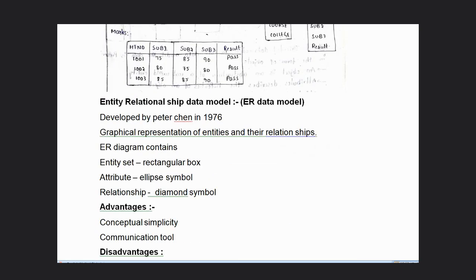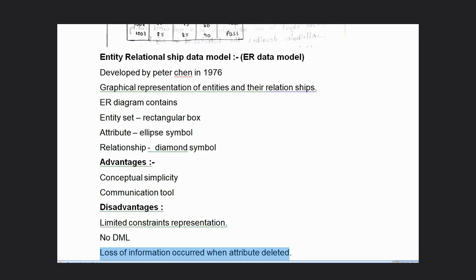Okay, this is an example of the entity relationship model. Once again I am repeating: the entity relationship model was developed by Peter Chen in the year 1976. It is a graphical representation of the entities and their relationships. That is, the entity relationship data model represents the logical structure of the entire database of the enterprise.